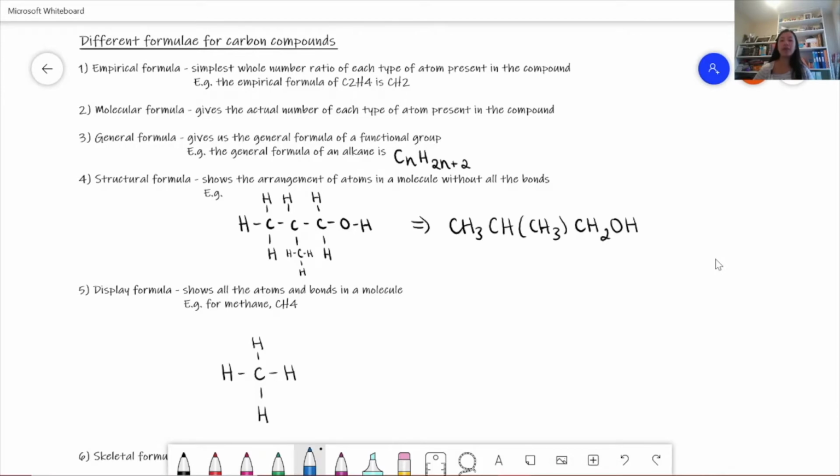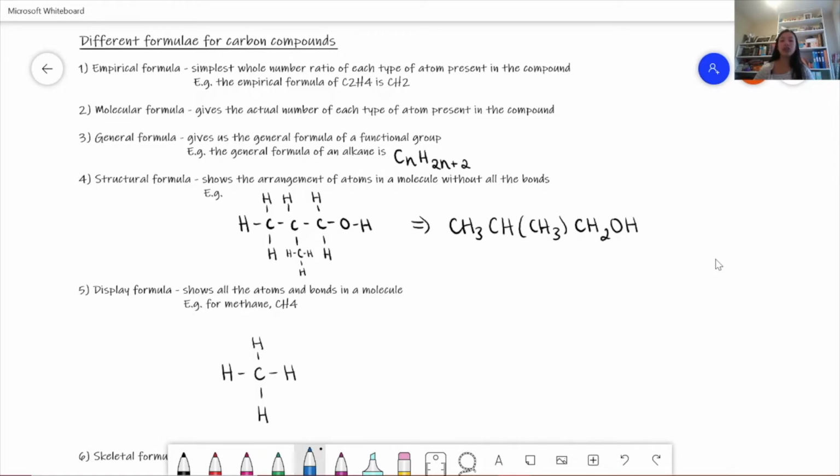And so, for example, the general formula of an alkane is CnH2n+2, meaning n can be any number 1 and above, CH4 or C2H6. And so you just sub in a number for n.